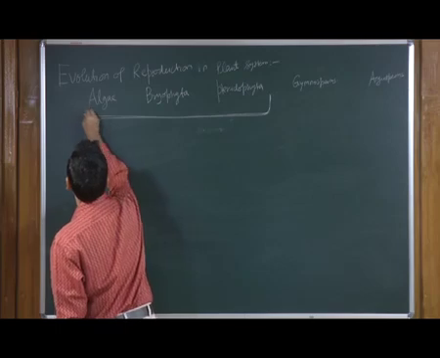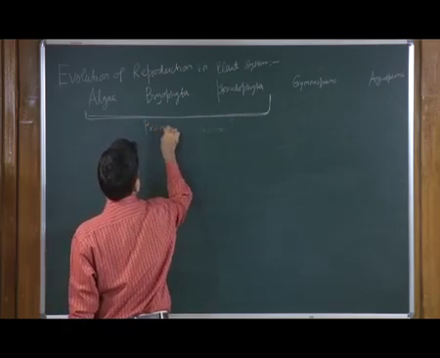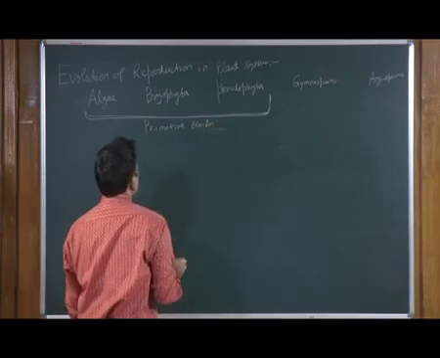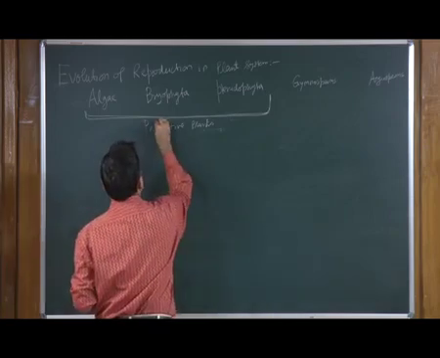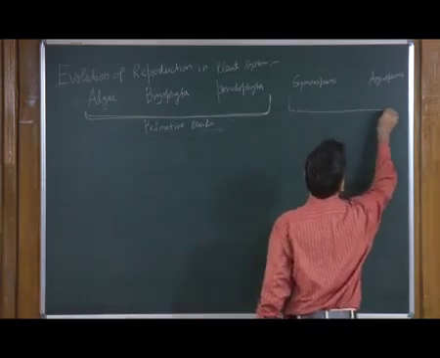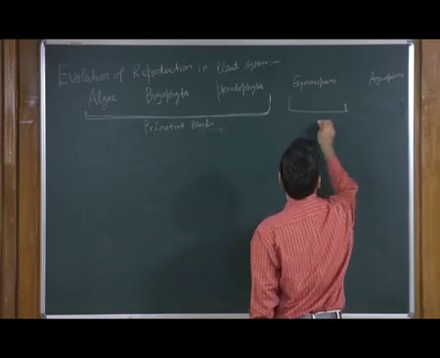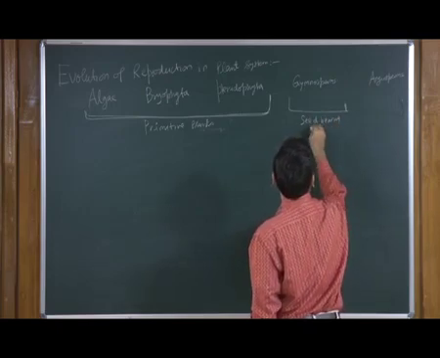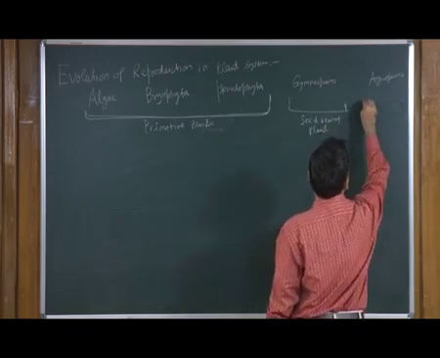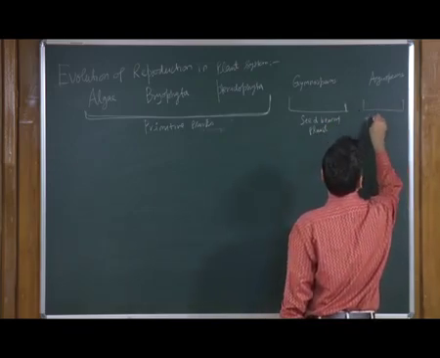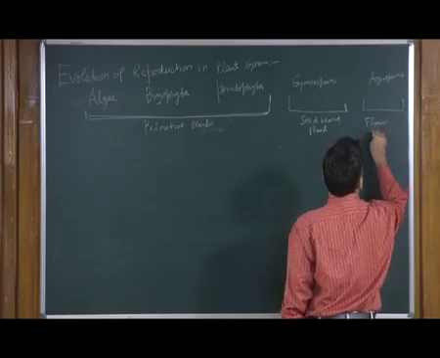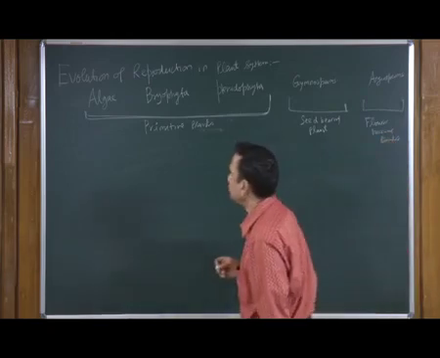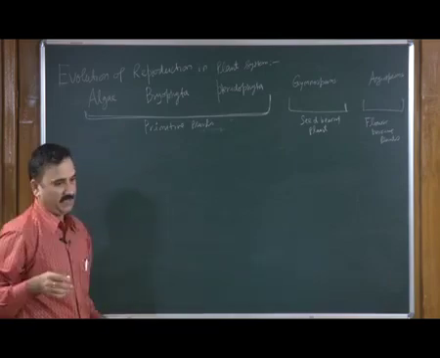These are the primitive plants, or I will say primitive plant-like, whereas this is the seed bearing plant, the first time when the seed has appeared, and these are the flower bearing plants. Okay. So how does the reproduction mechanism work in this?